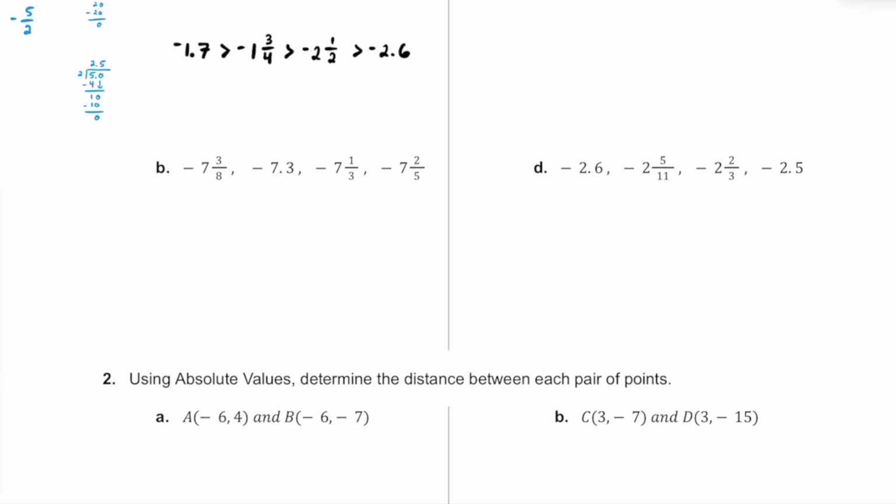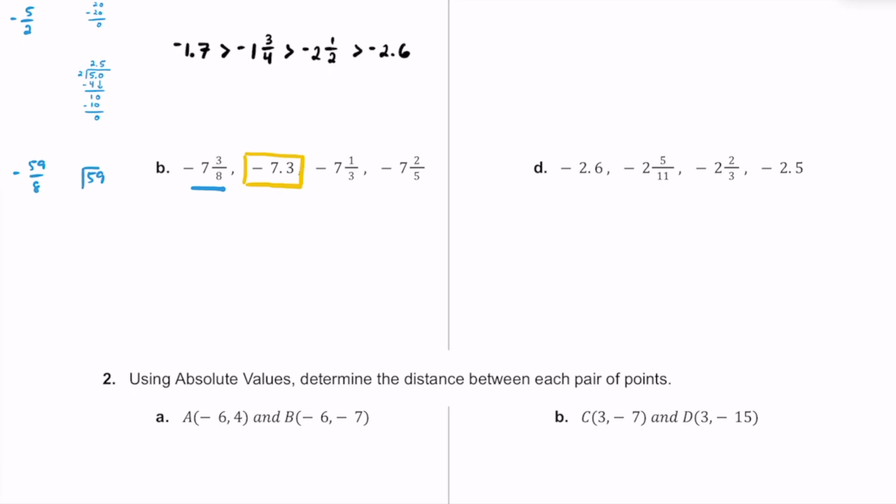For B, it looks like we have 1 decimal here, which is really nice, so we don't have to do anything with this one, but the other ones are all fractions, so let's go ahead and figure out what they are as decimals. So we have negative 7 3/8. As an improper fraction, 7 times 8 is 56. 56 plus 3 is going to be 59. So we really have negative 59/8. All right, so let's do 59 divided by 8 here.